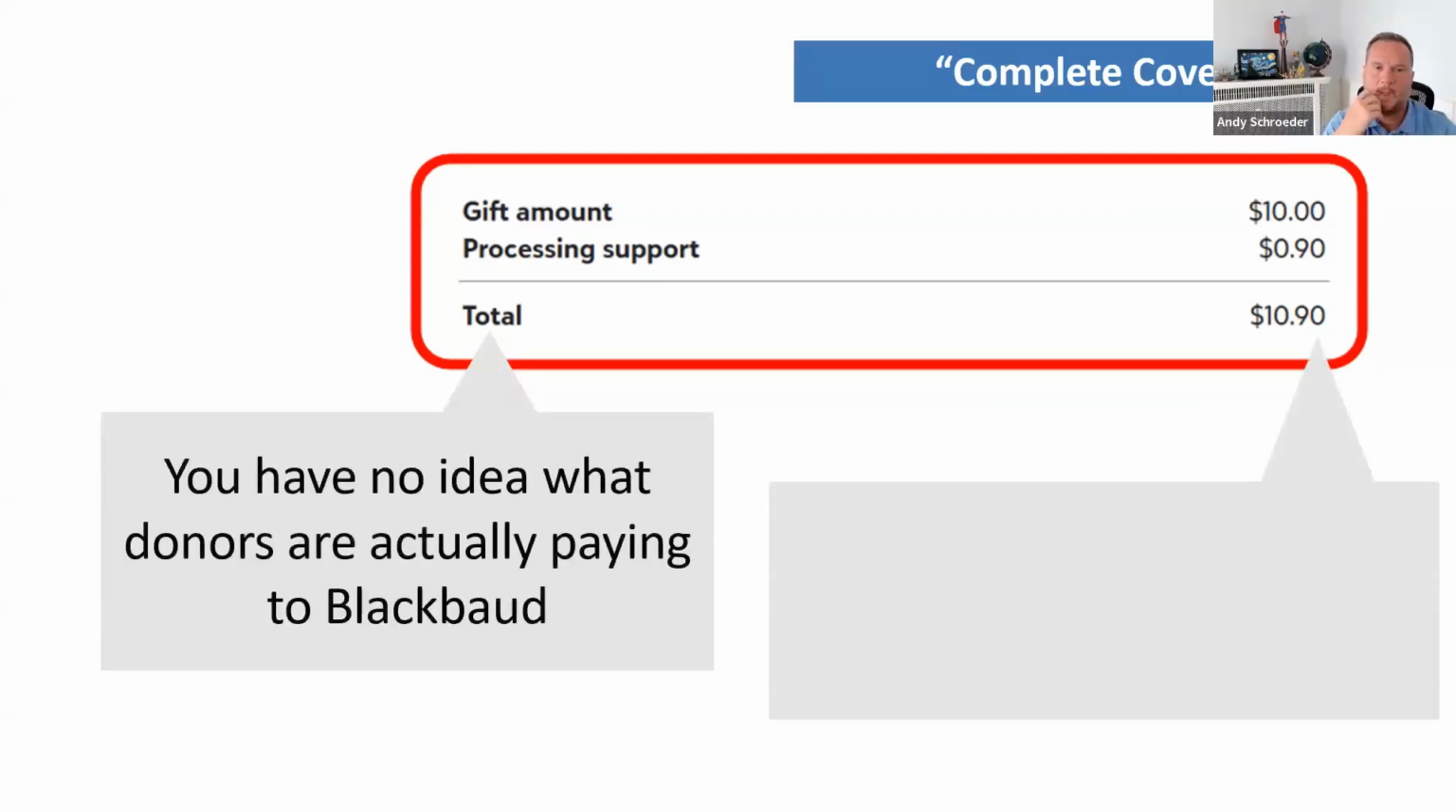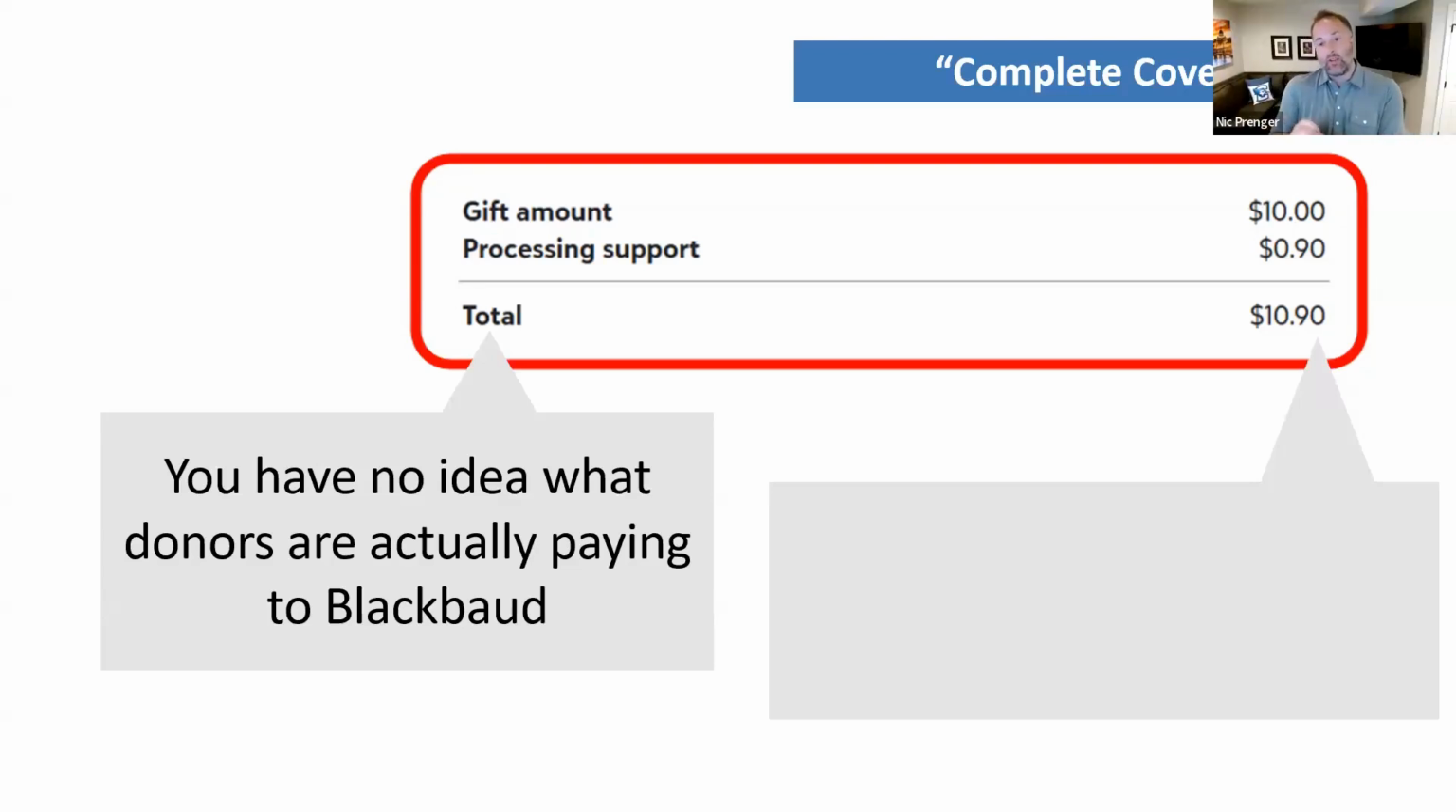Two things. Number one is that you have no idea what donors are paying to Blackbaud. Andy, is that right? That is correct. So all we're going to get is the gift amount, and we don't know if it was 9%, 10%, 12% or 15%. We have no idea. Right, which makes people nervous.